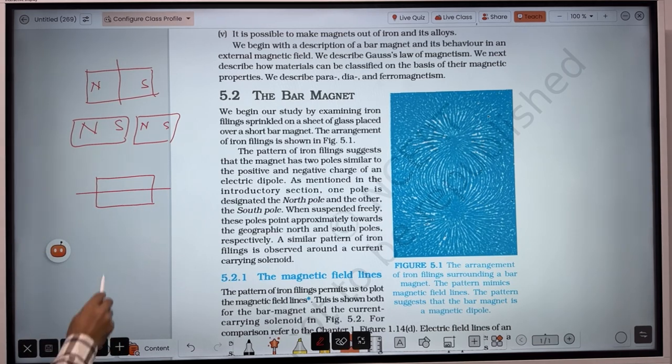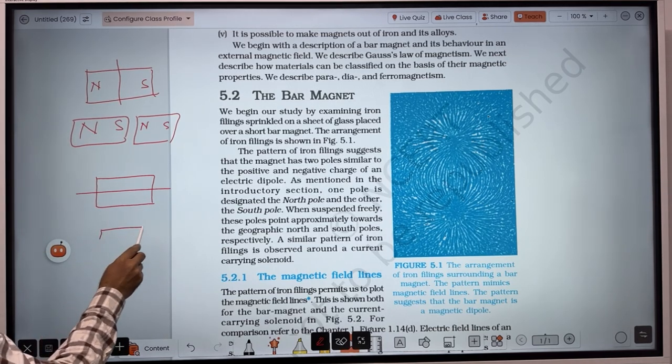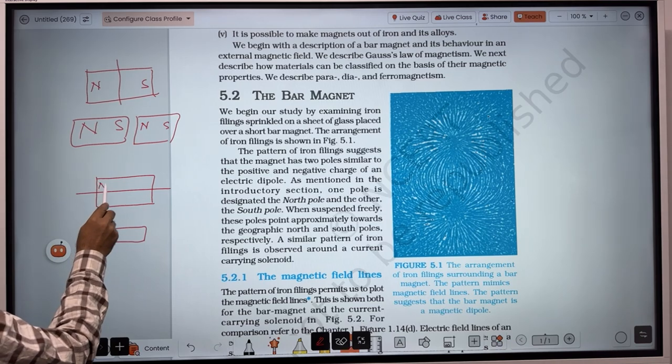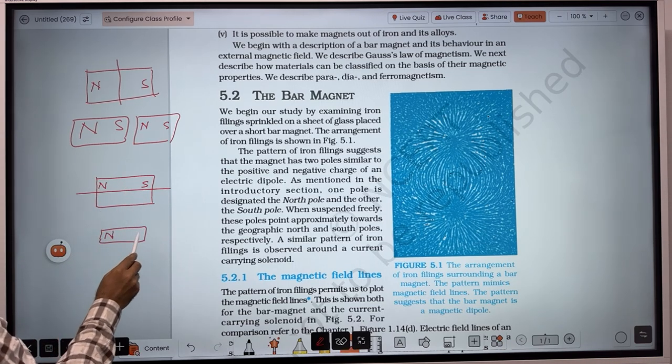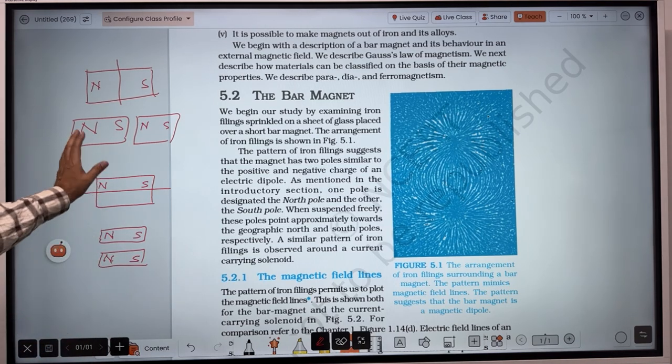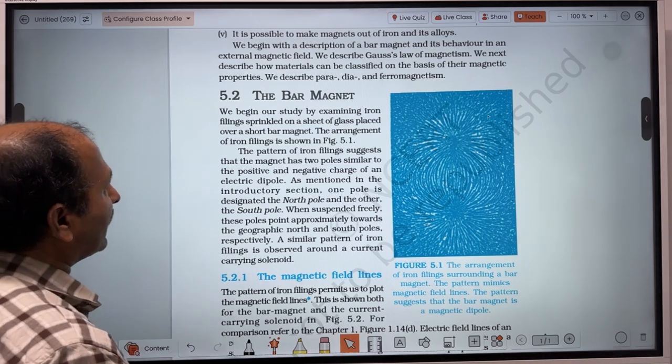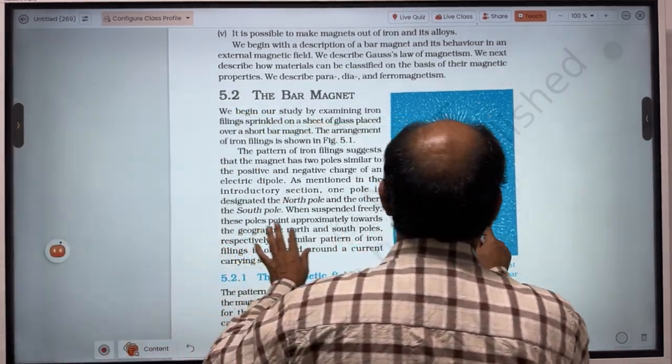Even if you cut it like this, you will get two magnets. So one magnet will be like this. Suppose here this is the N pole, this is the S pole. So this is NS and this will also be NS. However small you cut it, every time you will get a complete magnet. It means there will be both poles, north pole and south pole. So that is why we say that a monopole does not exist in the case of a magnet.